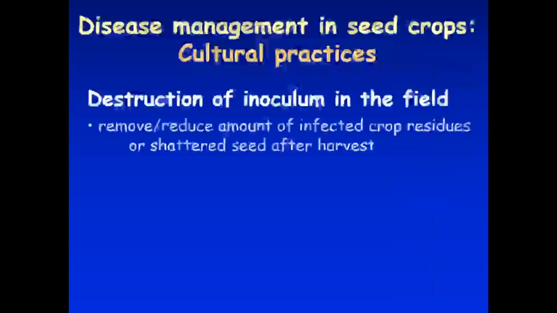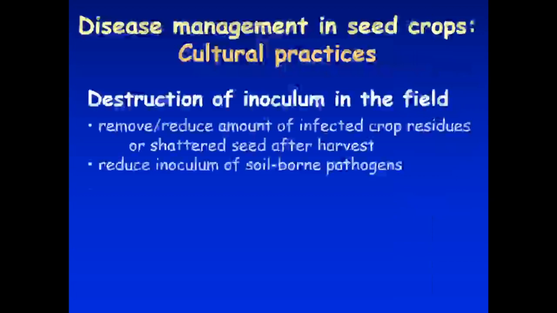You're trying to remove that infested residue, the infected crop if it's still alive, or infested residue. And another aspect is when you harvest a seed crop, sometimes some of that seed shatters to the ground. And if that seed is infested or infected with the pathogen, that can be a source of inoculum and that seed grows the next season. So you want to think about this. And you're trying to prevent the soil-borne inoculum from establishing or reducing inoculum of soil-borne pathogens.